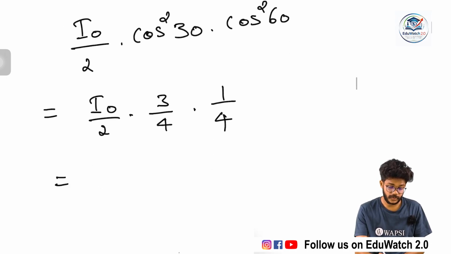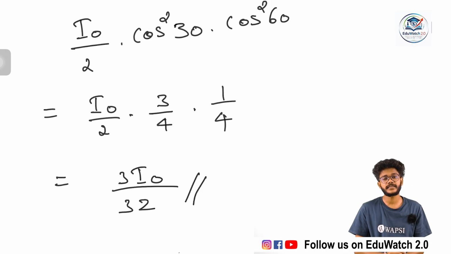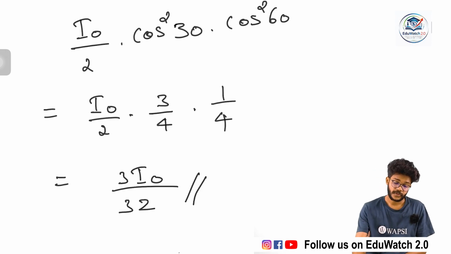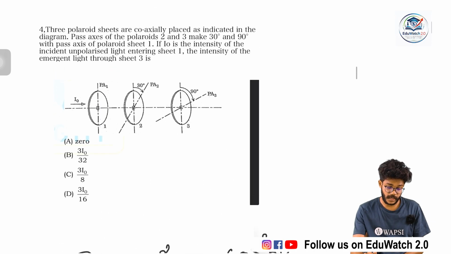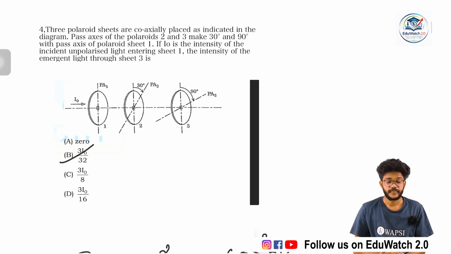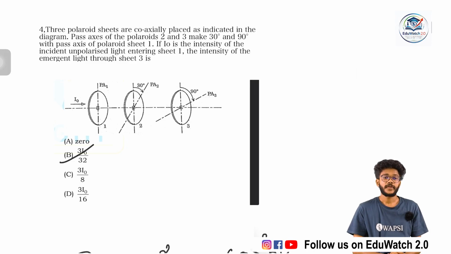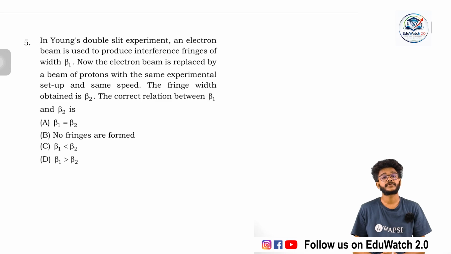which is equal to 3 I naught by 32. So the answer is 3 I naught by 32. We can check with the options. 3 I naught by 32 is option B, the correct answer. Then we can move to the next question, the fifth question.